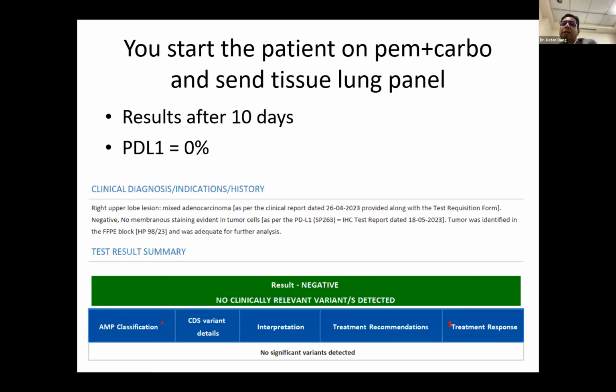So yeah, we start the patient on chemo, as I said, and in case the PDL1 is 0%, then we discourage the use of IOs, because as the PDL1 value rises, the response rate and the survival benefit of IOs increases.